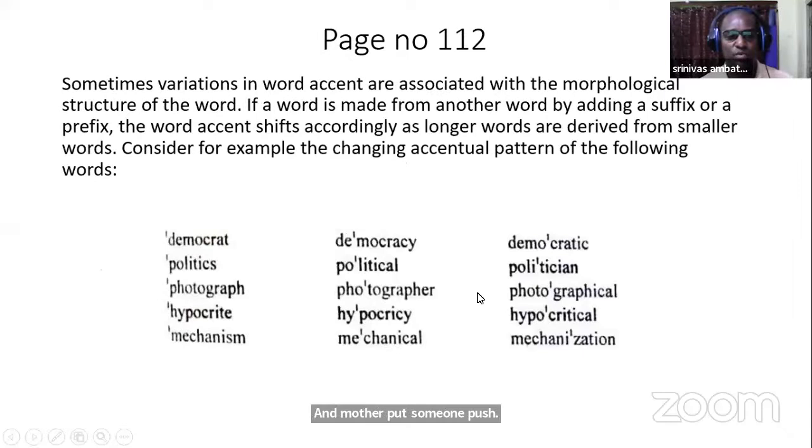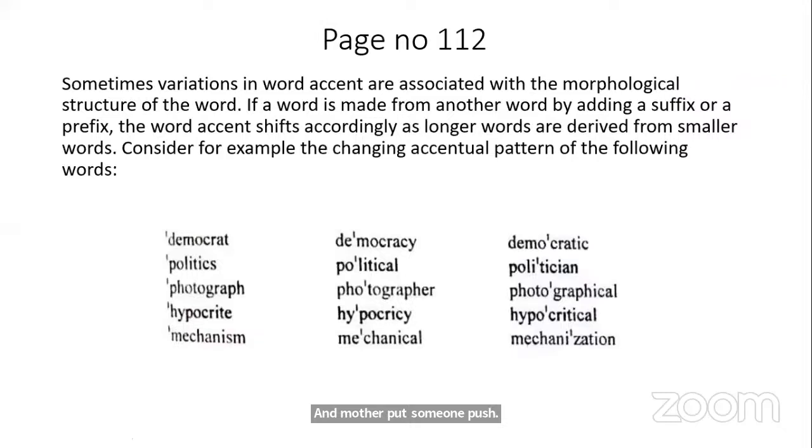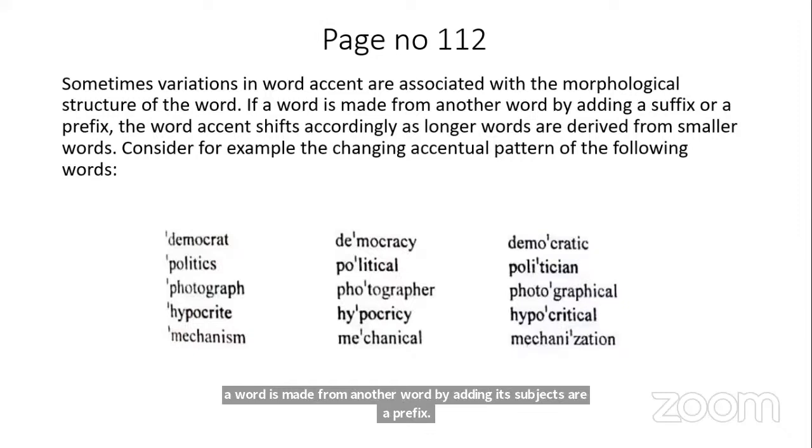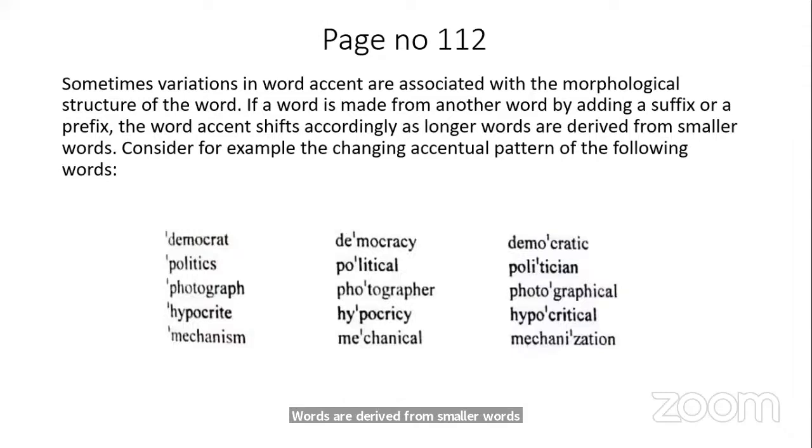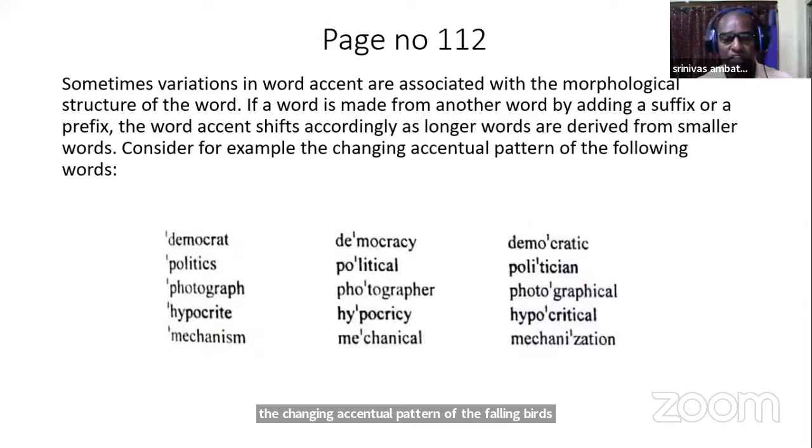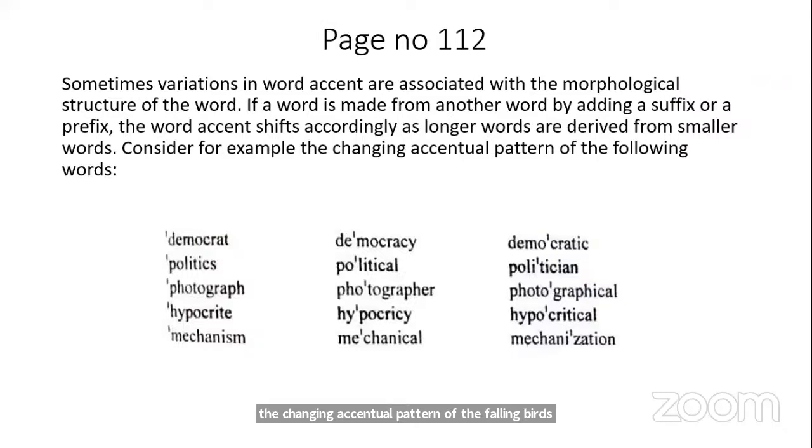One of you please read the definition. Sometimes variation in word accent is associated with the morphological structure of the word. If a word is made from another word by adding a suffix or a prefix, the word accent shifts accordingly, as longer words are derived from smaller words. Consider, for example, the changing accentual pattern of the following words. One by one, please, first line, second line, third line. Democrat. Same line. One line at a time.